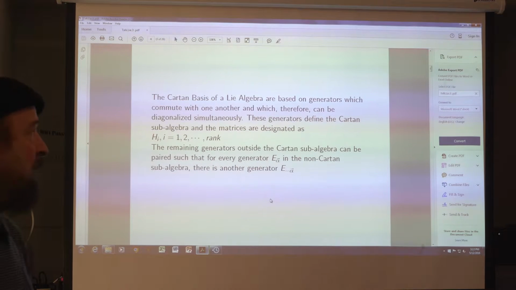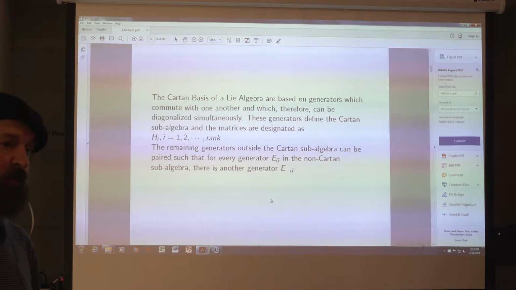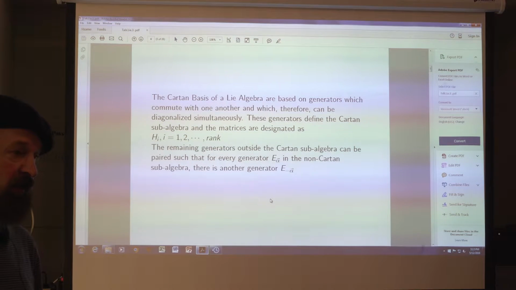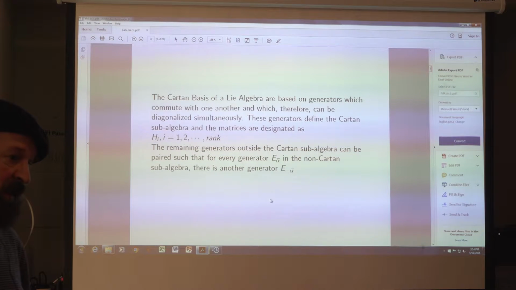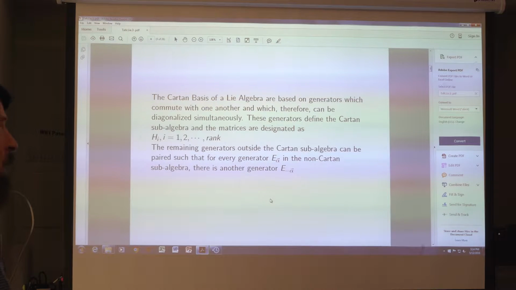For example, when you look at the exceptional group G2, which is the automorphism group of the octonions, G2 has 14 generators, but that number 2 tells you what the rank is. G2 means that the rank of your algebra is 2. So you have 14 generators, 2 of them belong to the Cartan subalgebra, and the remaining 12 belong to the roots. Okay? So this will also explain why you have the notation that mathematicians use.